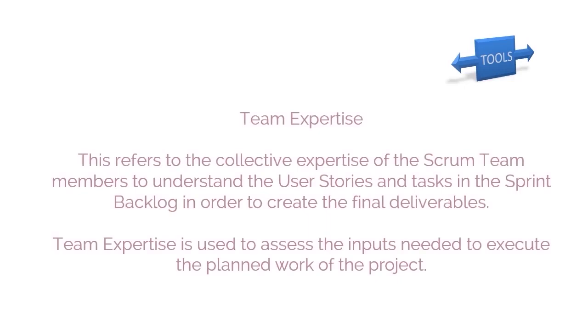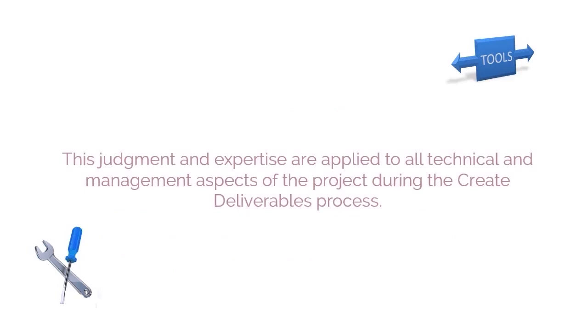Now we're going to talk about the tools involved in this phase. Team expertise is the most sought-after tool in the implement phase. This refers to the collective expertise of the Scrum Team members to understand the user stories and tasks in the sprint backlog in order to create the final deliverables. Team expertise is used to assess the inputs needed to execute the planned work of the project. This judgment and expertise are applied to all technical and management aspects of the project during the Create Deliverables process.